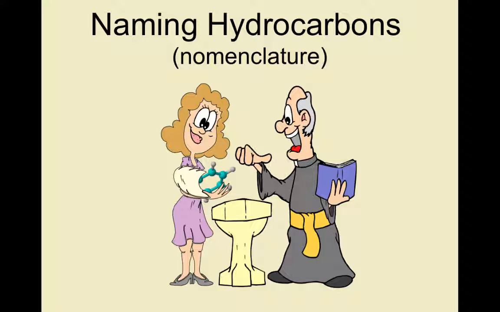Hello, this is a tutorial or a video cast that talks about naming hydrocarbons. To name something is called nomenclature. And here you can see a little hydrocarbon baby with a ring sort of structure. It looks like it happens to be benzene, actually, being named.